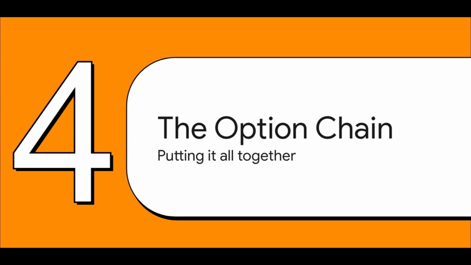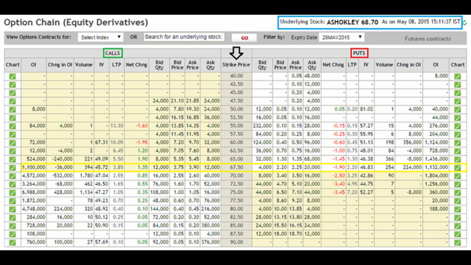Okay, theory is great, but where does the rubber meet the road? Where do we see all this stuff in the real world? The answer is the option chain. This is where it all comes to life. And this is what it looks like. Now, I know, it can seem like a wall of numbers at first, but the layout is actually really straightforward. You've got all the call options on the left side, all the put options on the right, and all the different strike prices stacked right down the middle.